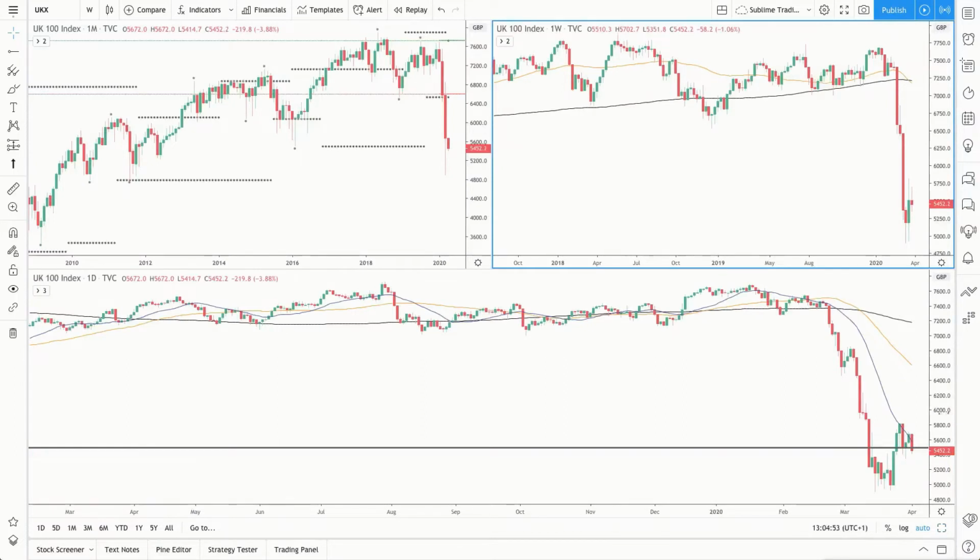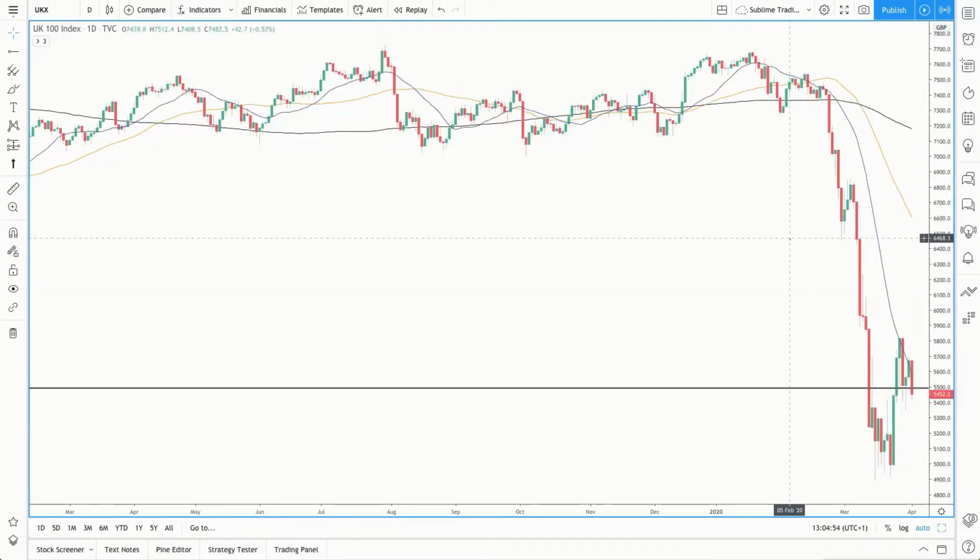Now if we come down to the daily time frame, what we have on the daily time frame are three moving averages. So the black again is the 200 moving average, the orange is the 50 simple moving average, and the blue line is the 20 simple moving average. So again, very similar to the weekly time frame. For a bullish bias, we want price to be above all three moving averages, and for a bearish bias, we want price to be below all three moving averages.